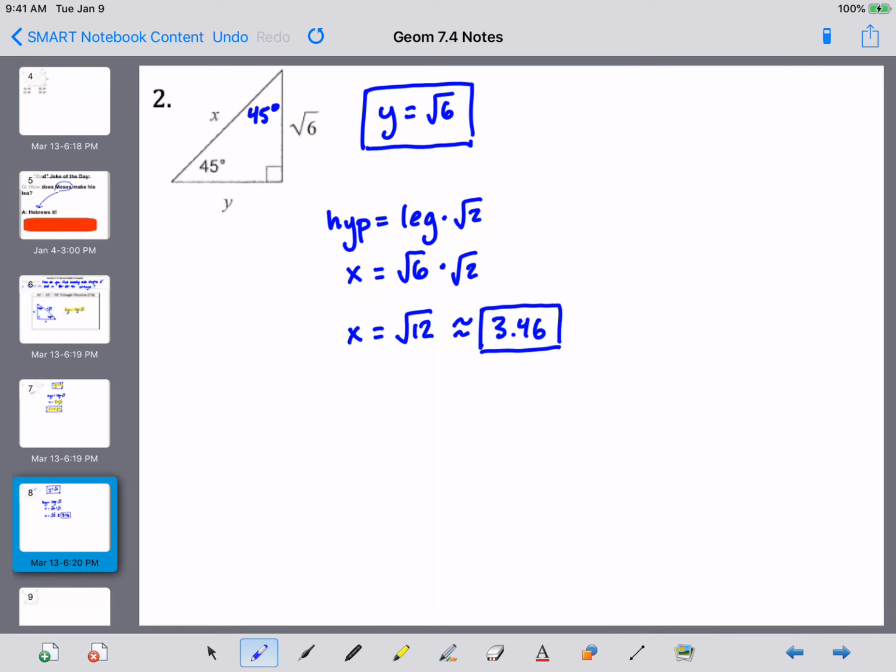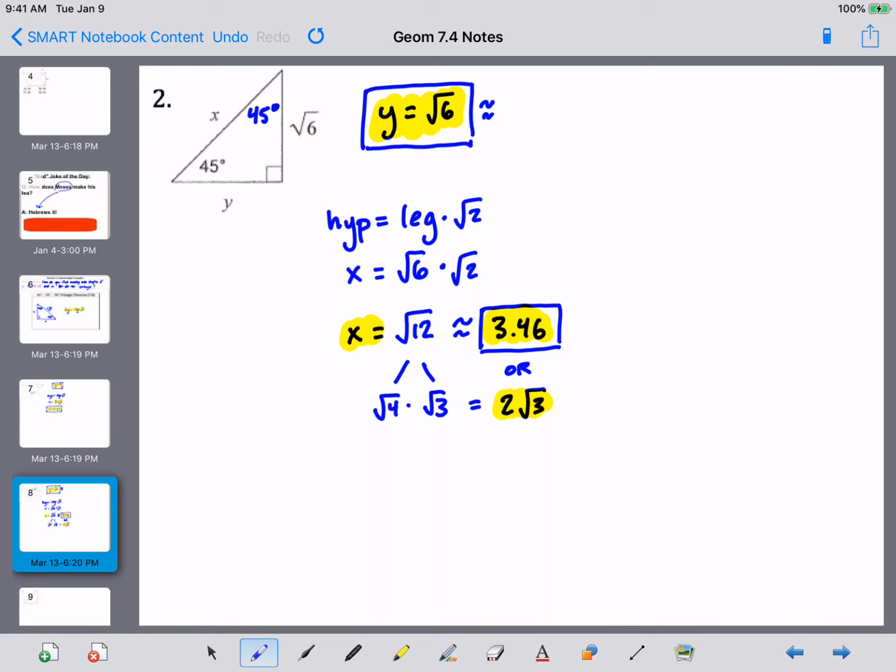If you do want to write your answer in simplified radical form, we would split this into the perfect square of 4 times 3. The square root of 4 is actually 2. So 2 times the square root of 3, or 2 root 3, would be that answer if you were asked to write it in radical form. But again, for my class, if you want to put it in decimal form, you could do that here. If you want to plug the square root of 6 into a calculator, you could go ahead and do that.